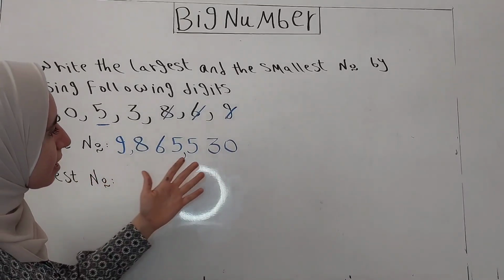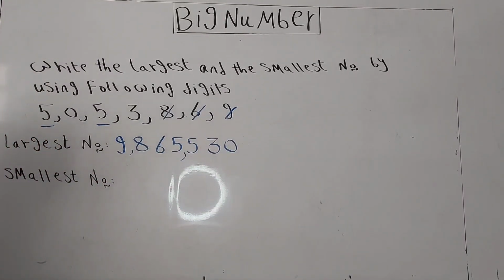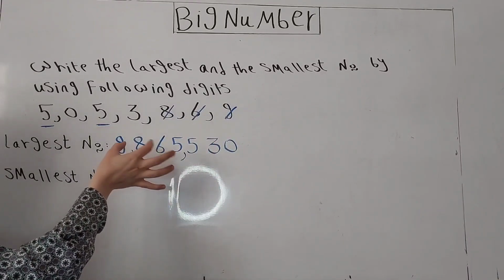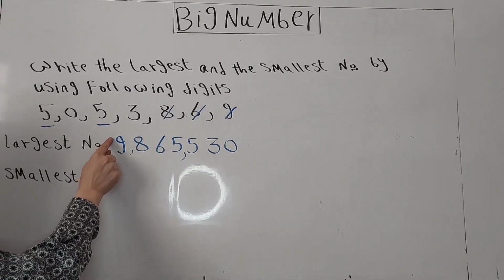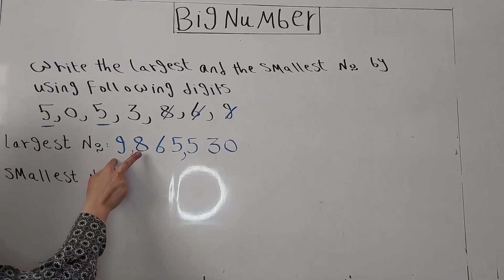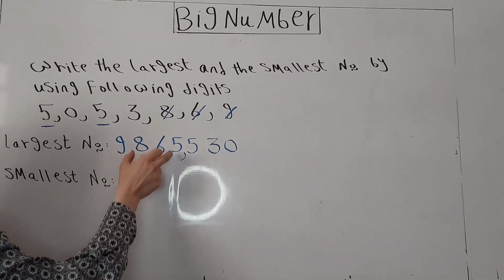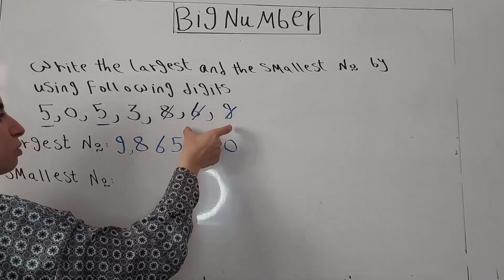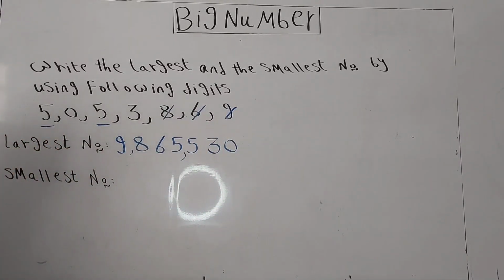We need to read these big numbers. The first family is called ones, the second is thousand, the third is million. So 9 millions, 865,530.